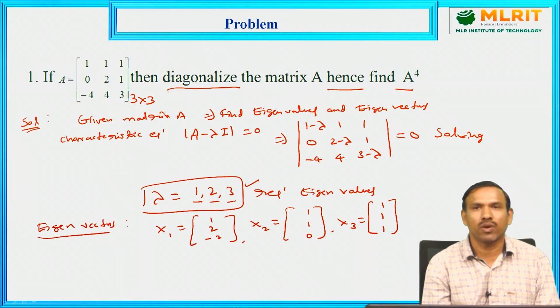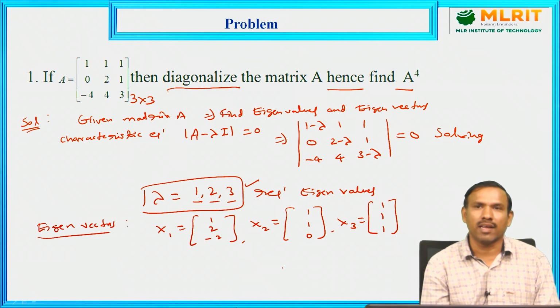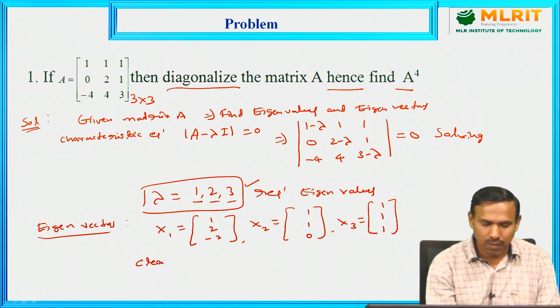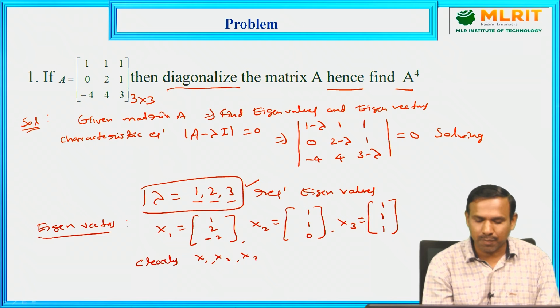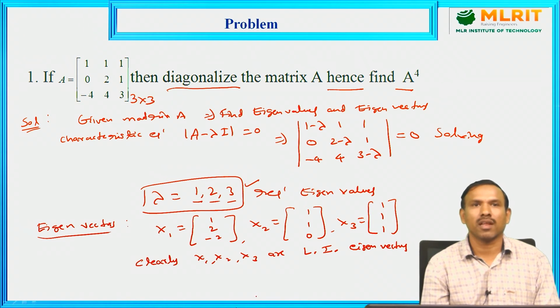Whenever the eigenvalues are distinct, we have a theorem statement: for distinct eigenvalues, the determined eigenvectors will be linearly independent eigenvectors. That is a theorem statement. Even if you check, x1, x2, x3 are linearly independent. One vector does not depend on the other vector. So clearly x1, x2, x3 are linearly independent eigenvectors. LI means linearly independent.